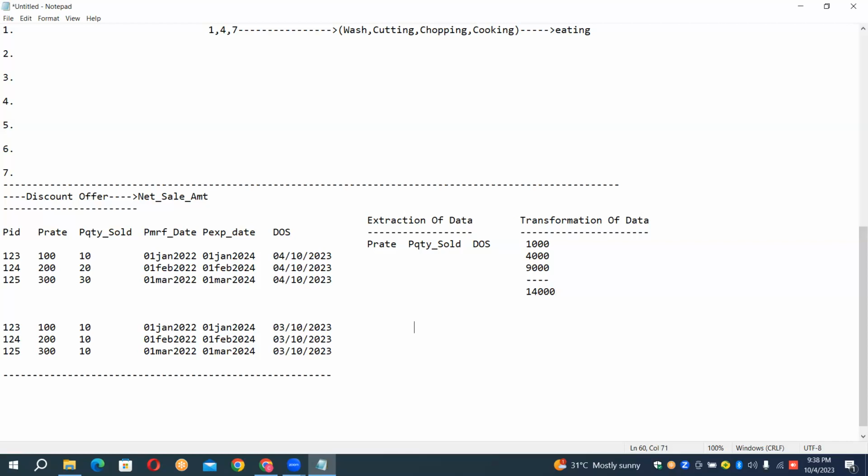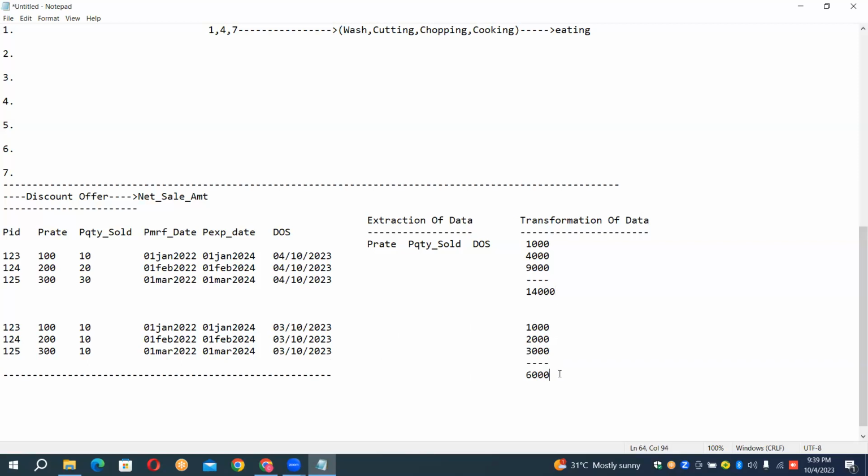Tell me now. Here you have 100 into 10 means what? Again 1000, everyone. And again you have 200 into 10 means what? Again 2000. And 300 into 10 means what? Again 3000. Now see here, what is the total sum you have? 6,000. So I can say that the total sales on the third day is 6,000. And the total sales on the fourth day is 14,000.